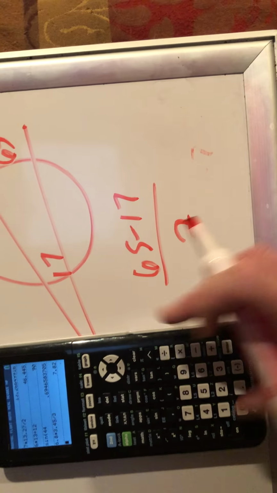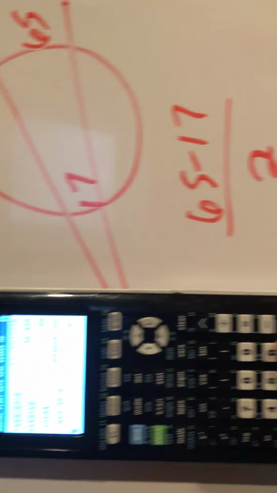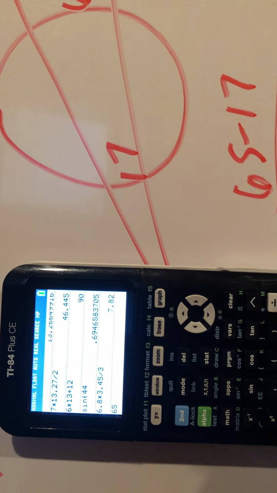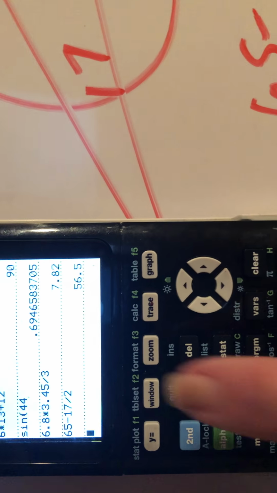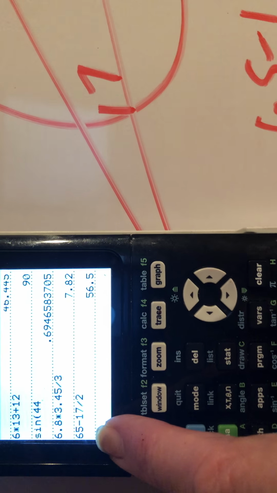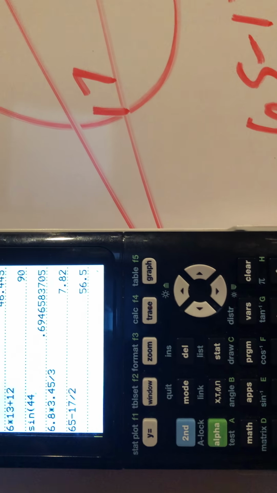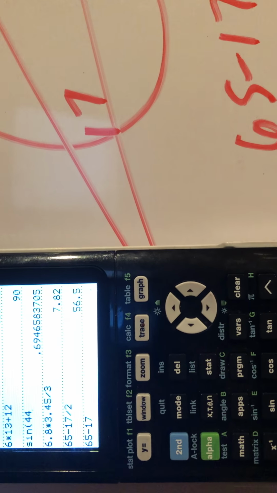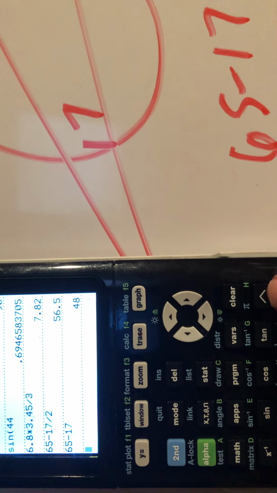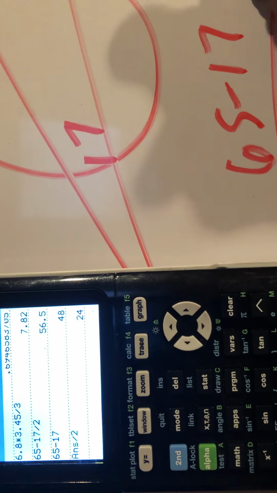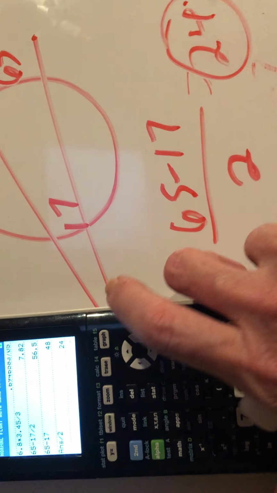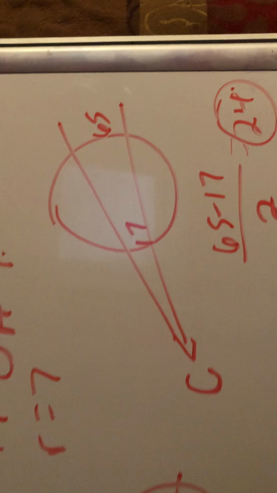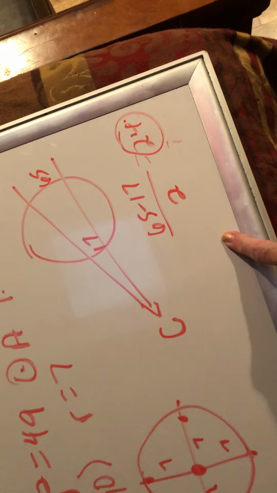A lot of you mess up on this because you put it in all at once. You do 65 minus 17 divided by 2. Well, the calculator follows order of operations. It'll divide 17 by 2 and then subtract it from 65, and that's not what you want it to do. You want it to subtract 65 and 17 first, so hit equals, then divide by 2. So that is 24 degrees. So be careful with that because a lot of you have messed up on that in the past. So don't mess up on that since I pointed it out.